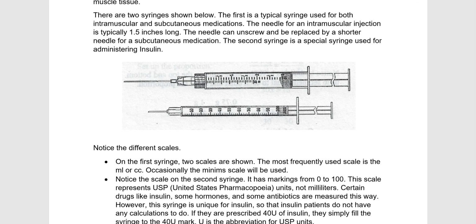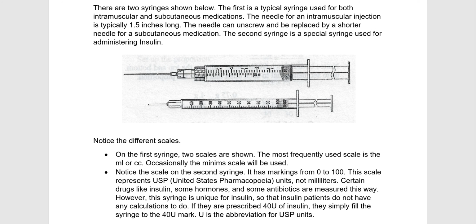So the two types of syringes shown below here. The first one we have is the intramuscular and the subcutaneous syringe, so that's this one right here. The needle for it can screw off and can be replaced with a shorter needle for a subcutaneous medication, which you can see right about here, the two different needle lengths. This second syringe here is for administering insulin, and we'll come back to that one in a second.